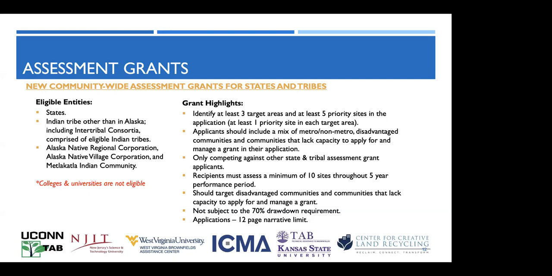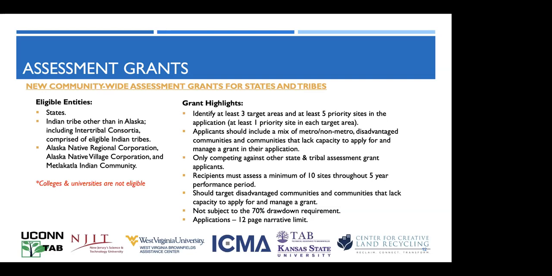Some of the grant highlights are that you have to identify at least 3 target areas and at least 5 priority sites in the application, and you have to have at least 1 priority site in each target area. EPA will look favorably upon applicants that include a mix of metro and non-metro disadvantaged communities and communities that lack capacity to apply for and manage a grant in their application. If you apply for this grant, you're only going to be competing against other state and tribal assessment grant applicants for funding. So keep that in mind. As I mentioned earlier, recipients must assess a minimum of 10 sites throughout the 5-year performance period.